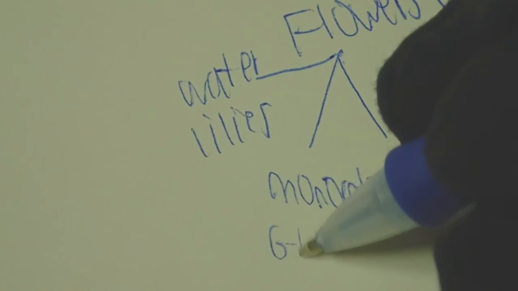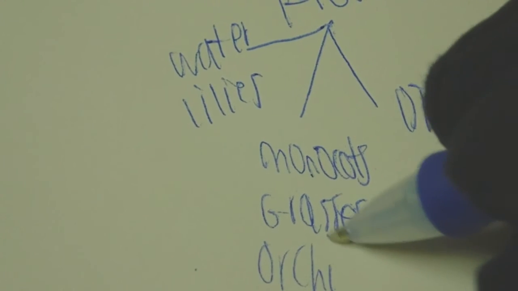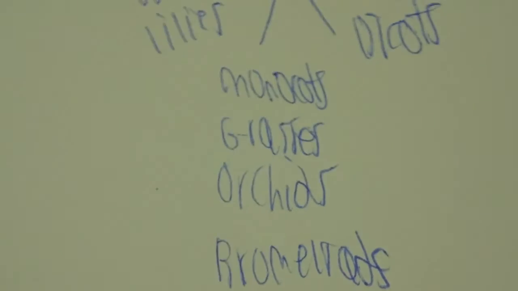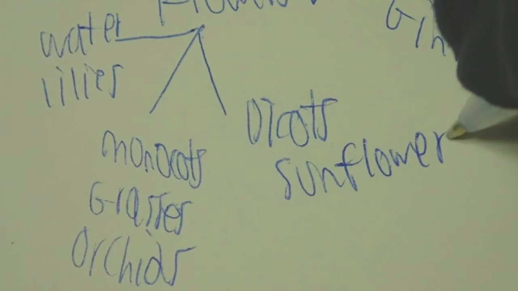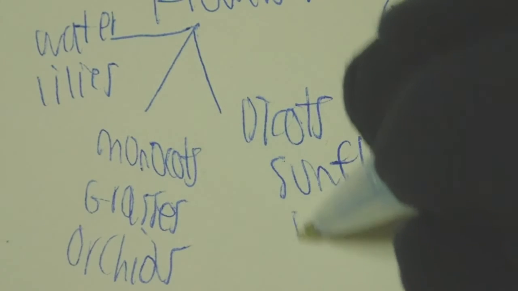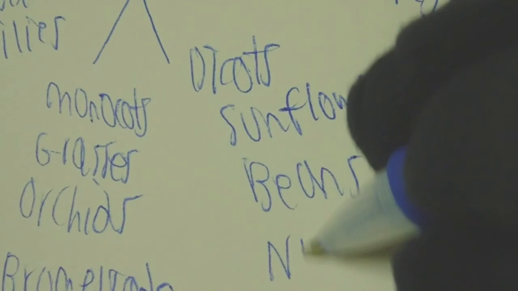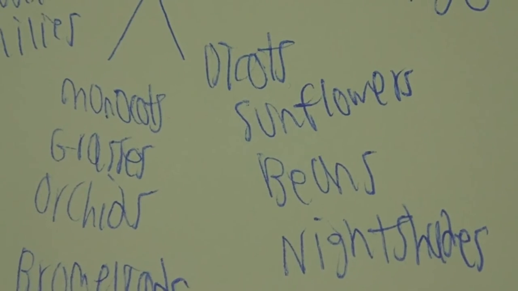Monocots include things like grasses, and orchids, and bromeliads. Whereas the dicots include things like sunflowers, beans, and nightshades. Now, a big difference between monocots and dicots is the presence of the flowers.